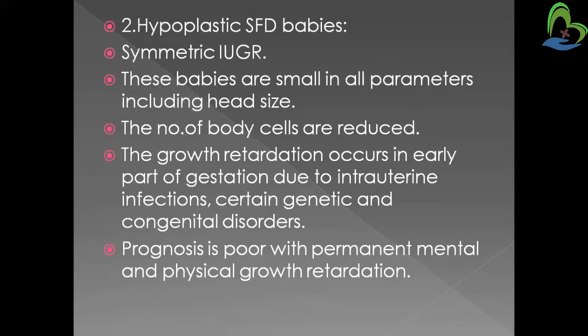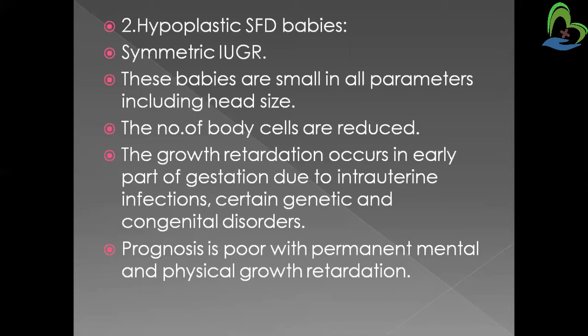The number of the body cells is reduced. In asymmetric, we have seen that only the size of the cells is reduced, but in this symmetric IUGR, the number of the body cells is reduced. Then the growth retardation occurs in the early part of gestation due to intrauterine infection, certain genetic and congenital disorders.